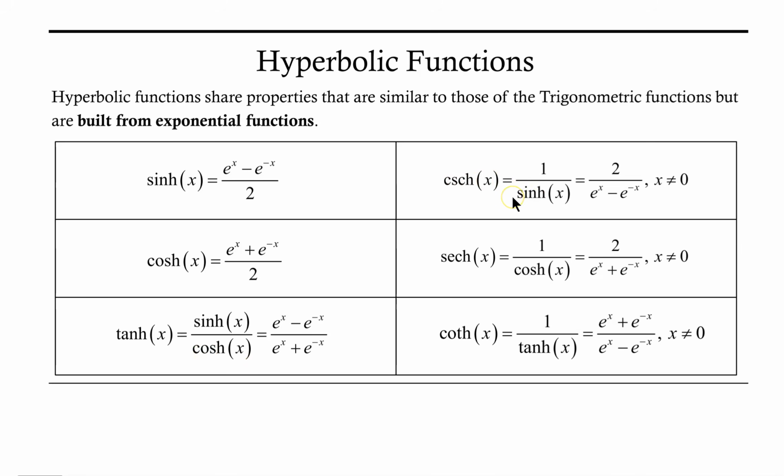And notice that these reciprocal relationships mirror those that we see in the trigonometric functions. Notice that there is a domain restriction for the hyperbolic cosecant, the hyperbolic secant, and the hyperbolic cotangent. That is, x cannot equal 0. If x was equal to 0, our denominator would be e to the 0 minus e to the 0, or 1 minus 1, which is undefined. So while the hyperbolic sine, cosine, and tangent do not have any domain restrictions, their inverse functions do.